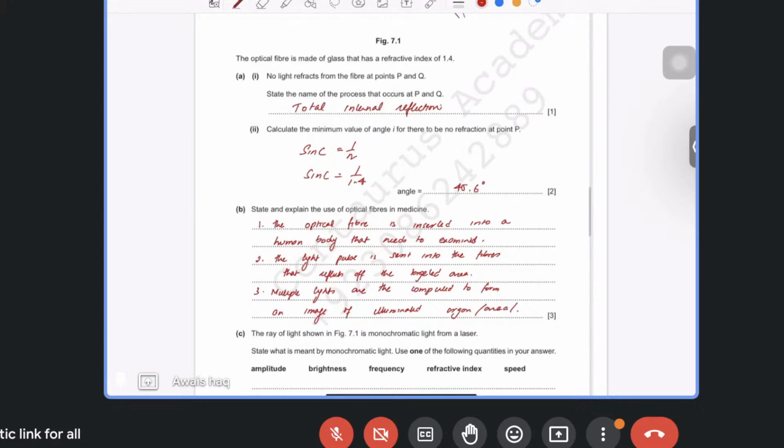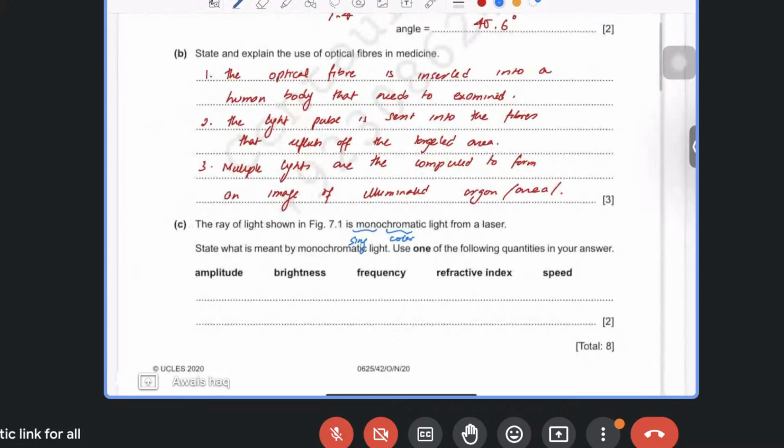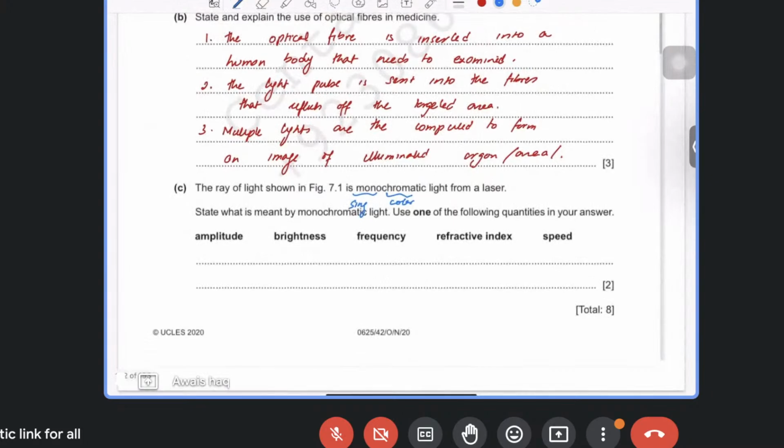All right, very good. And then it says the ray of light is monochromatic light. State what is meant by monochromatic. Well, mono means single, right? Chroma means color. So when you're talking about single color, we're gonna do this later on as well. But I just want to tell you that it means light of a single frequency. That's what it means. If they do not give frequency, you can write wavelength. So please do remember that.